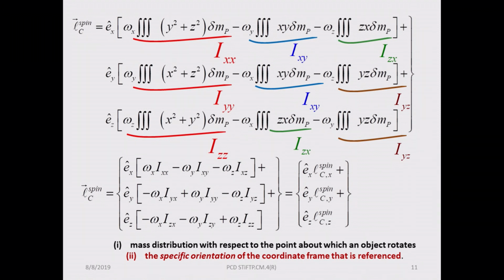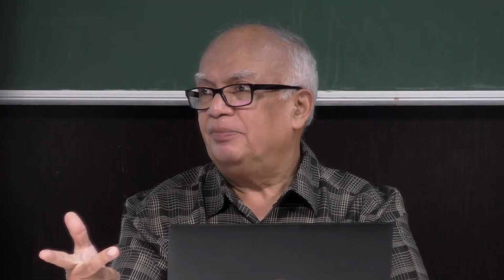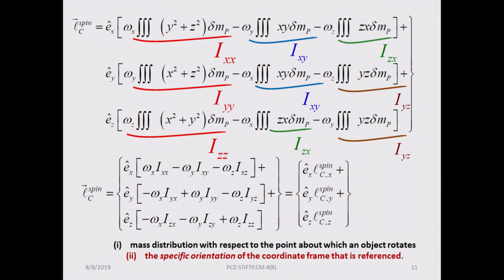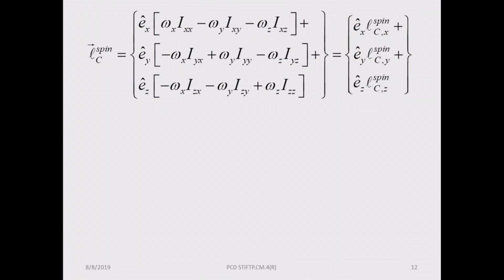not only depends on the mass distribution about a certain point, it also depends on which coordinate frame of reference is being used to describe these integrals. Because if you rotate this, obviously the components along x and y change. That is what makes the position vector a vector in the first place, because a vector is defined as a quantity whose components transform according to the cosine law when you rotate a coordinate system. So about different coordinate systems, you will have different components. So the moment of inertia tensor will be specific to a particular orientation of the coordinate system.